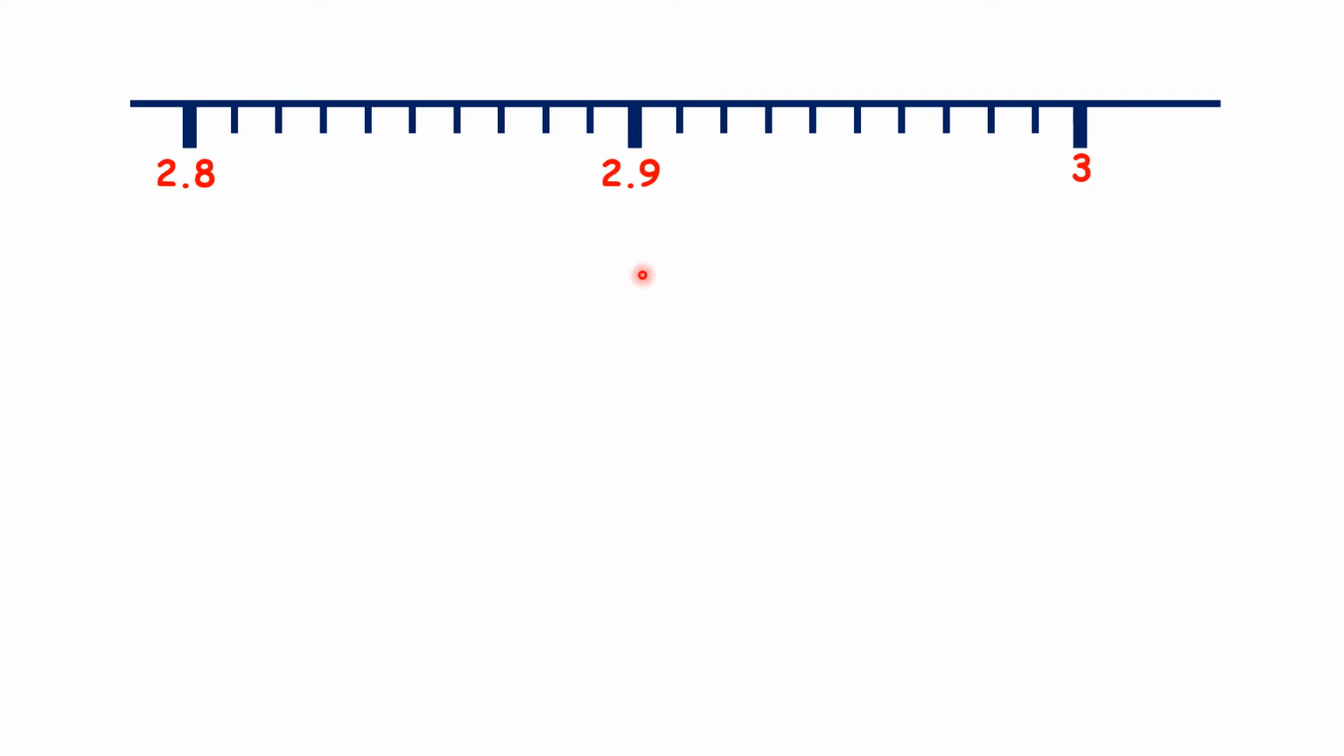So let's look at this number line. Where is our arrow pointing to now? 2.84. And now 2.89. Now 2.94, and now 2.97.